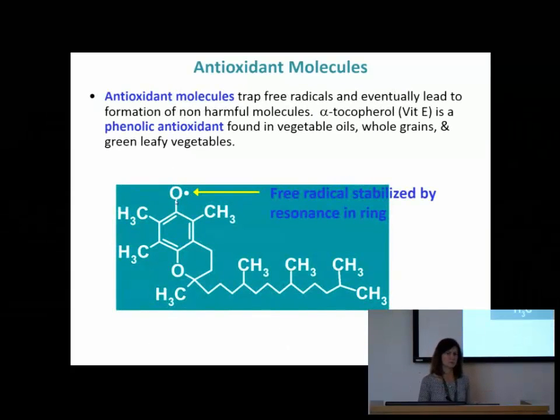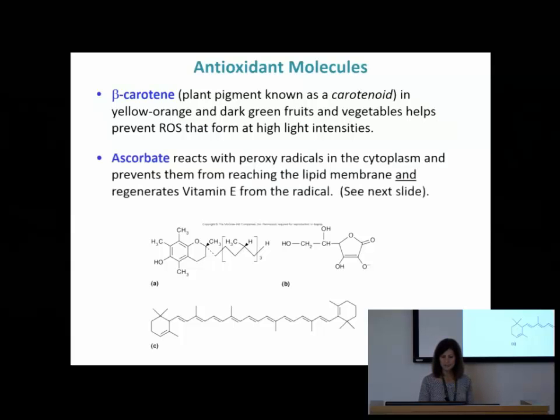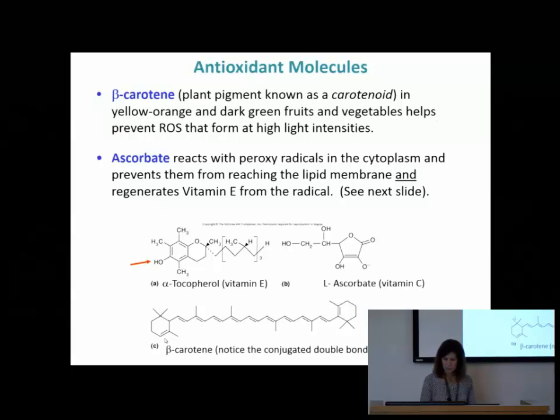Beta carotene is, remember, our vitamin A. Beta carotene is also got these conjugated double bonds. And remember, the conjugated double bonds absorb radiation. When you have delocalized electrons, it absorbs radiation. So that's why beta carotene is colored, carrot, right?